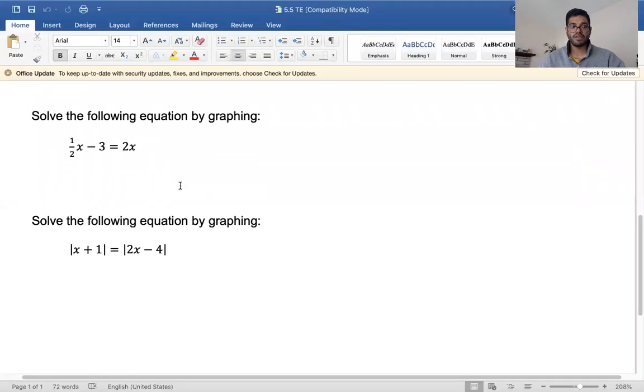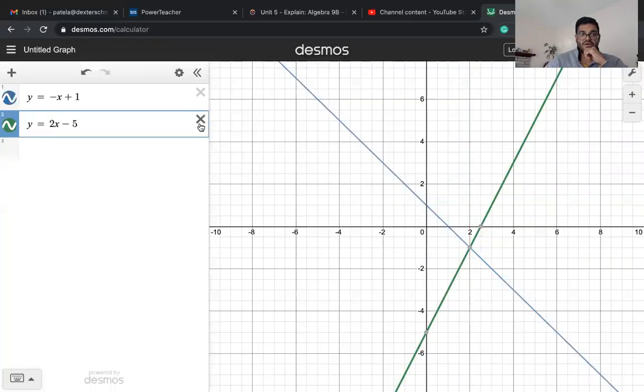Okay, so now if I pull up the notes again real quick, I'm going to do the same thing for the next two equations. I just need to look at this. So we're going to do the same thing here and the same thing here. So pull up Desmos again, and I want to clear these lines out.